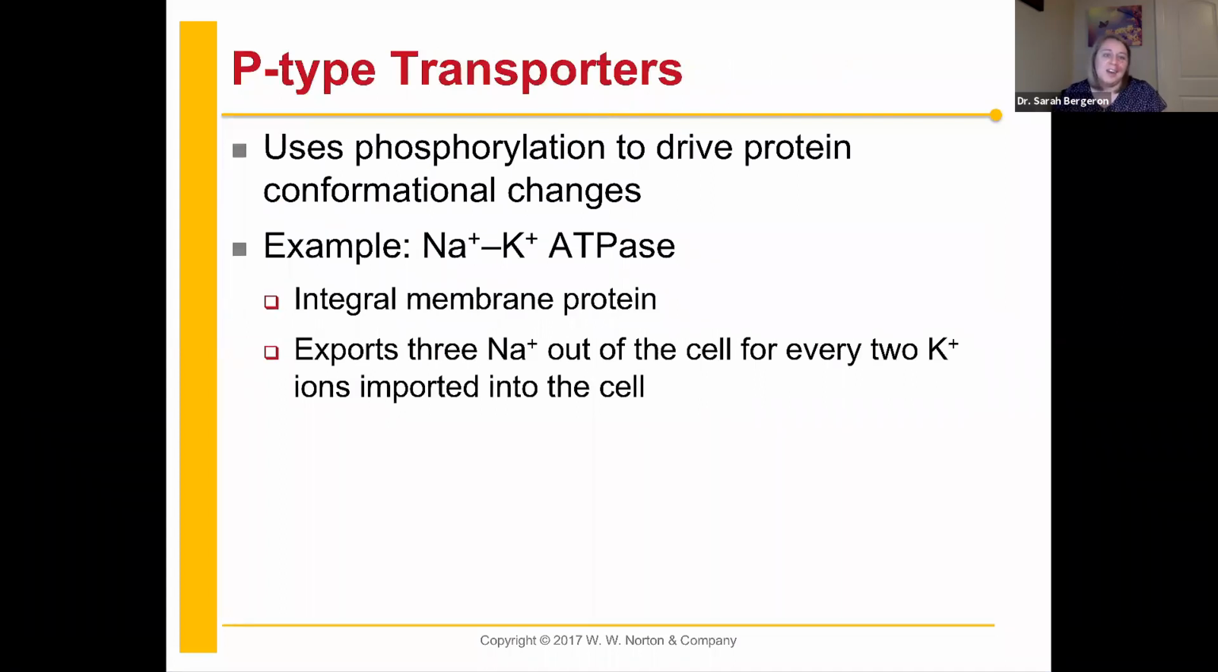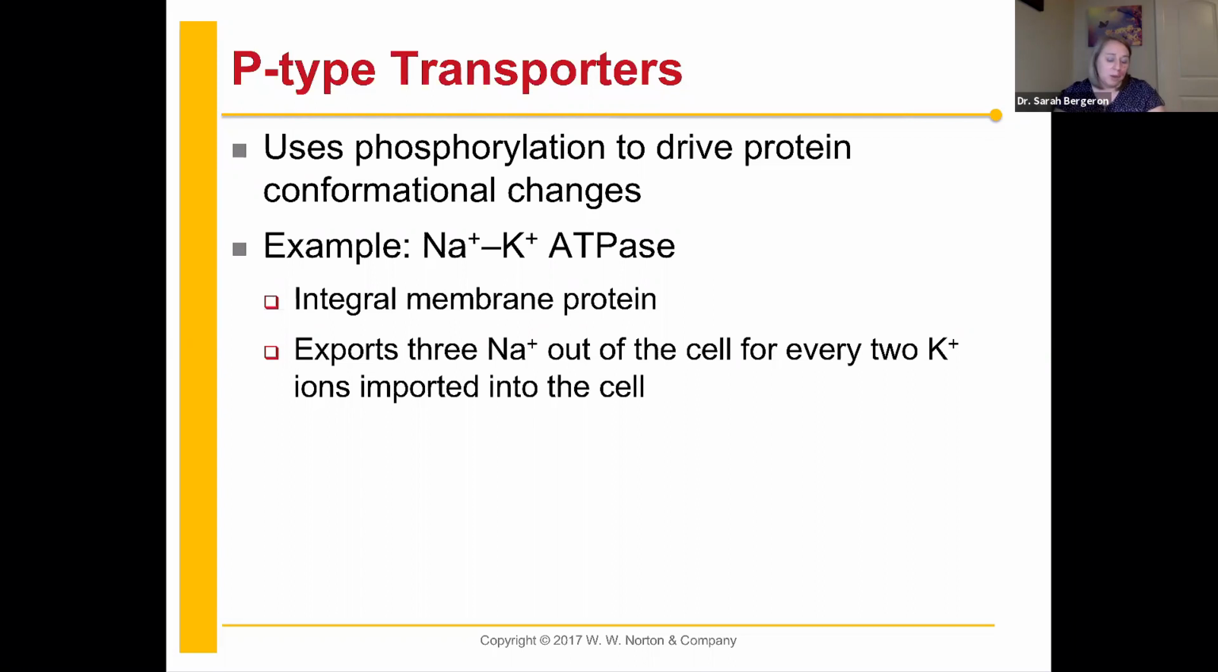Sorry about that. All right. So let's talk about P-type transporters. So we said P-type, P stands for phosphorylation, and this phosphorylation drives conformational changes in our molecules. So an example is the sodium potassium ATPase. This is an integral membrane protein, so it integrates into the membrane. And it exports 3 sodium ions out of the cell for every 2 potassium ions that are imported into the cell.